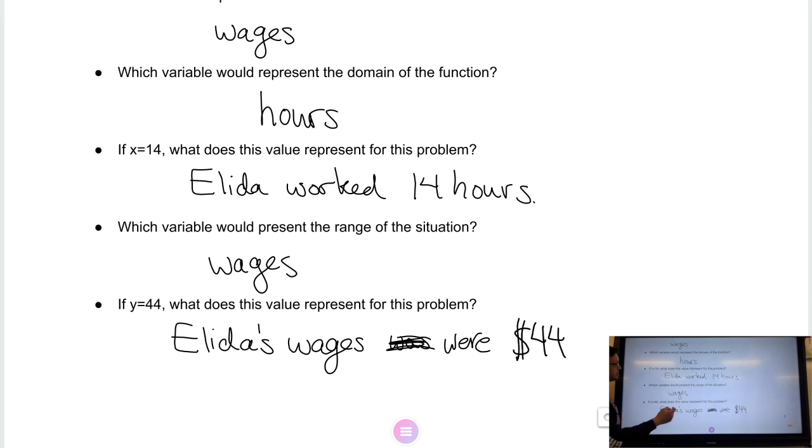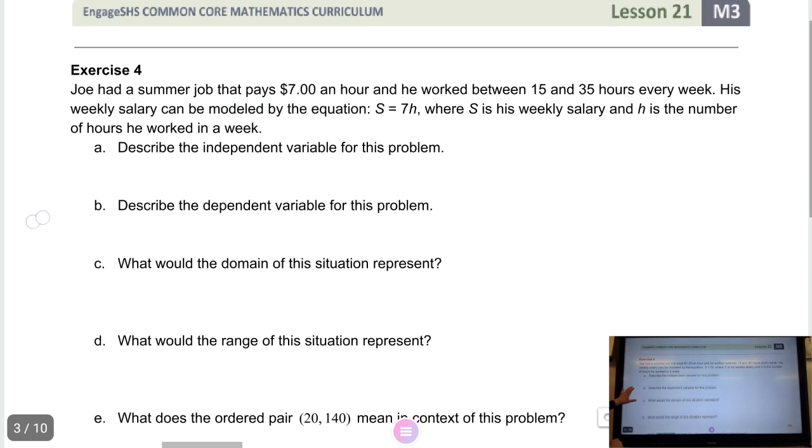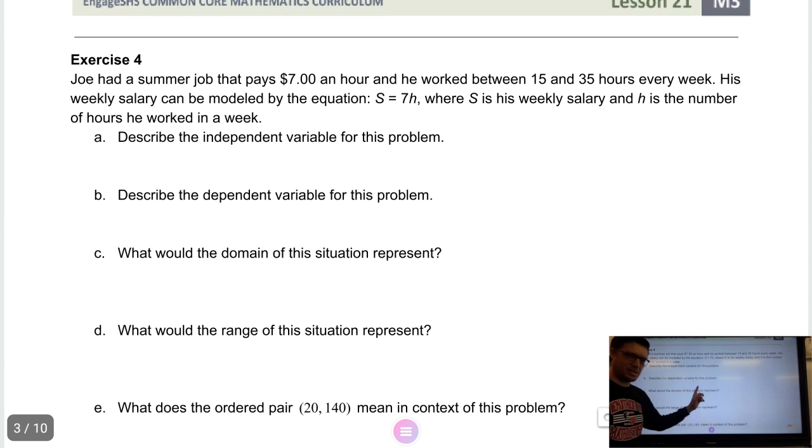Okay. Interpreting, putting into context. The key thing behind this lesson, and behind most of the topic D material, is that you need to have a sentence, some sort of equation or some sort of sentence that describes what's happening in your scenario. Okay. Joe had a summer job. This is exactly like the previous one. You do it.